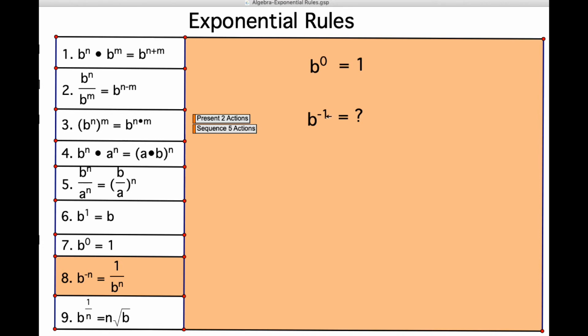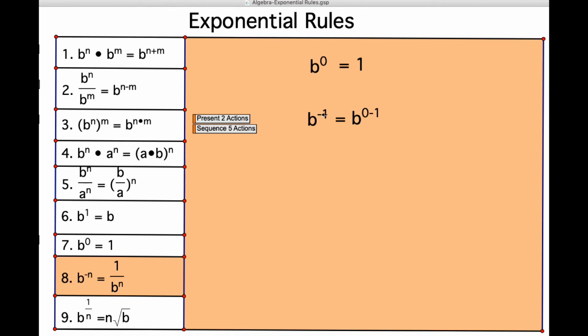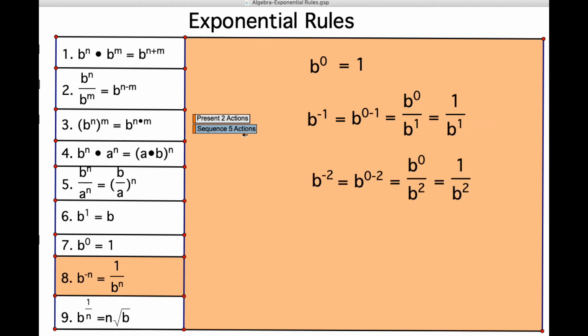And if b to the 0 equals 1, then what does b to the negative 1 equal to? Well, first I can say that negative 1 is 0 minus 1. And once I know that, then I can come back to rule 2, which has b to the n over b to the m equals b to the n minus m. So I simply take it in reverse. I have the n minus m, so now I have to split it up into a fraction, which would be b to the 0 over b to the 1, which would be 1 over b.